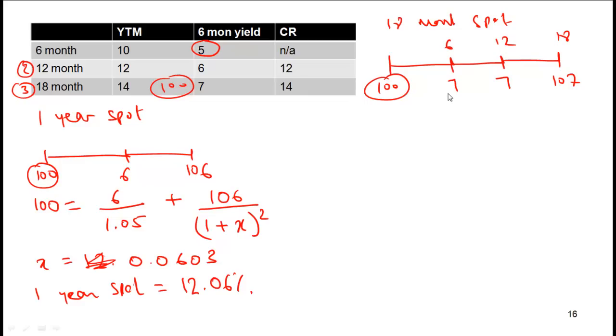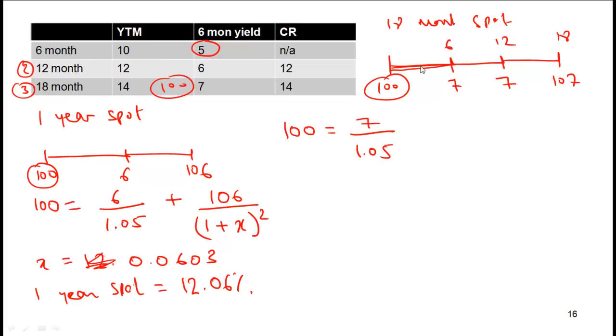Now how do we get the 18-month spot rate? We already know the 6-month spot rate and the 12-month spot rate. So each cash flow has to be discounted at an appropriate spot rate to get the present value of the bond, which is 100. So we can say that 100 is equal to 7 divided by 1.05.